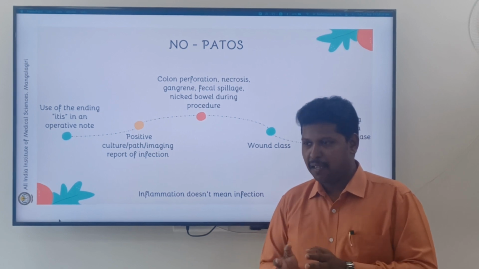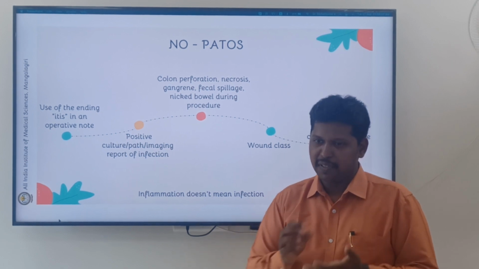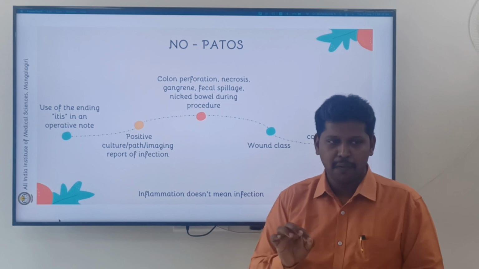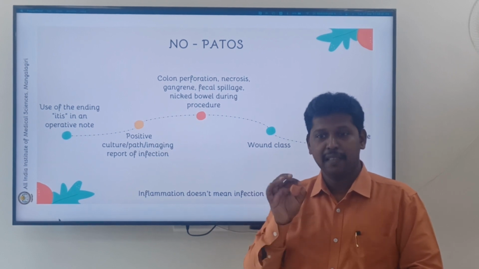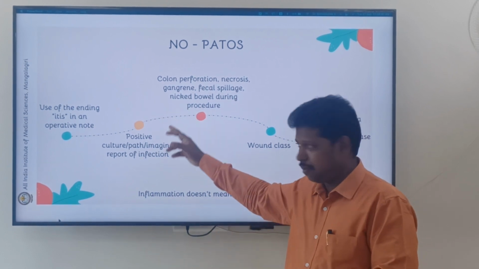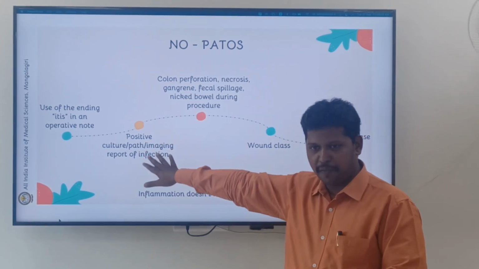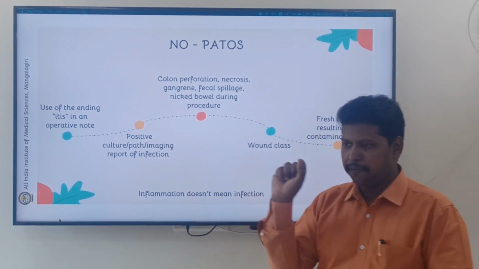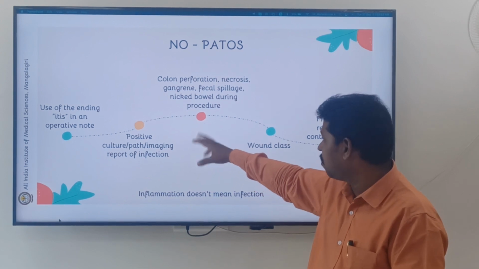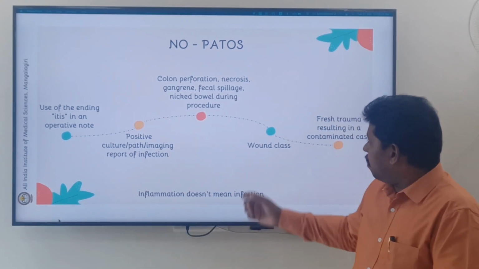POTOS is basically the surgeon's notes: visibly what they have seen and what they have documented during the surgery. Only that is considered to be POTOS, irrespective of the presence of infection. These are all the fine nuances we need to be clear with.